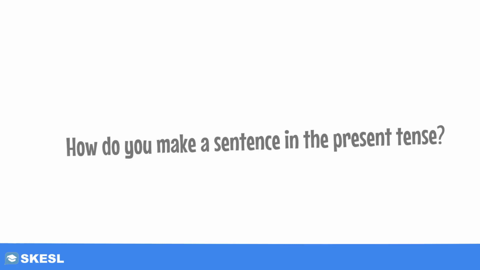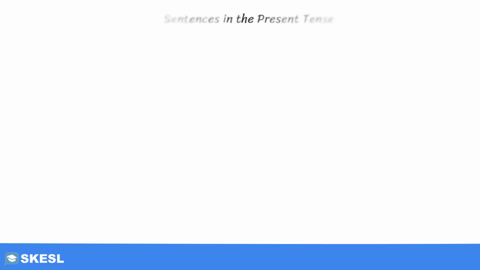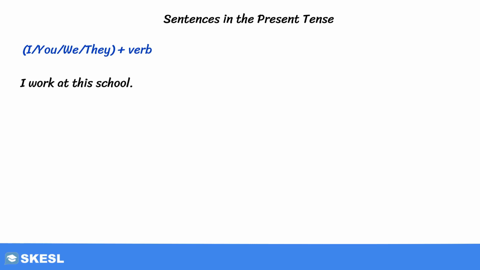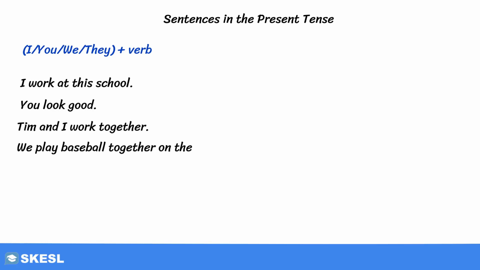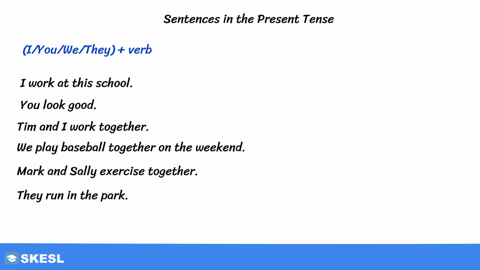How do you make a sentence in the present tense? Just put the verb after the subject when the subject is I, you, we, they. For example, I work at this school. You look good. Tim and I work together. We play baseball together on the weekend. Mark and Sally exercise together. They run in the park.